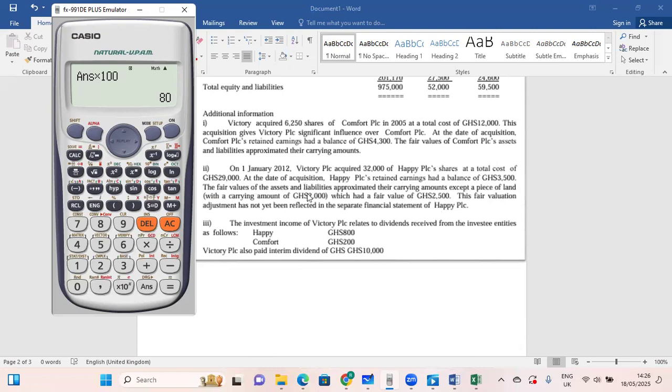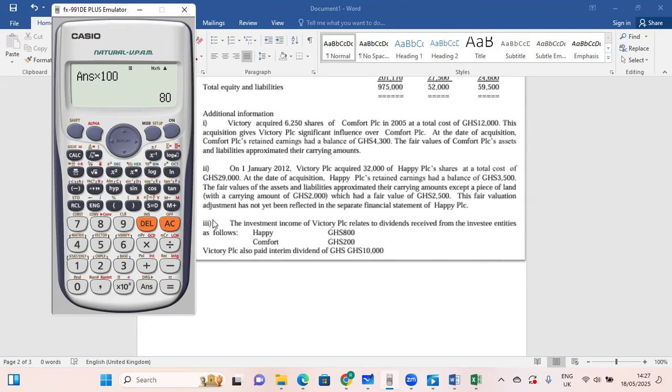The fair values of the assets and liabilities approximated their carrying amount, except a piece of land with a carrying amount of 2,000, which had a fair value of what? 2,500. So meaning that the value of the land has increased by 500, and we have to make sure that we include it in our net assets, right? So with this, you wouldn't calculate any depreciation because it is land. If it were a car or a plant or land and building, then that one you look for depreciation and then subtract it. But since it is only land, land doesn't depreciate, so you wouldn't find any depreciation for land.